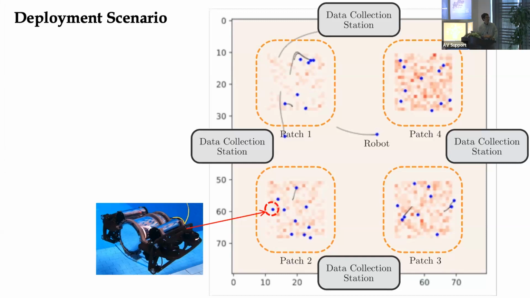The other part is we have a data collection station. When the robot has collected a sufficient amount of data, it will return to one of the nearest data collection stations and release the data, but it can also use this station to recharge its battery. And if something goes wrong, it can be fixed at the station. So as long as the robot can navigate itself, collect the data and return to the station, this approach will work well.